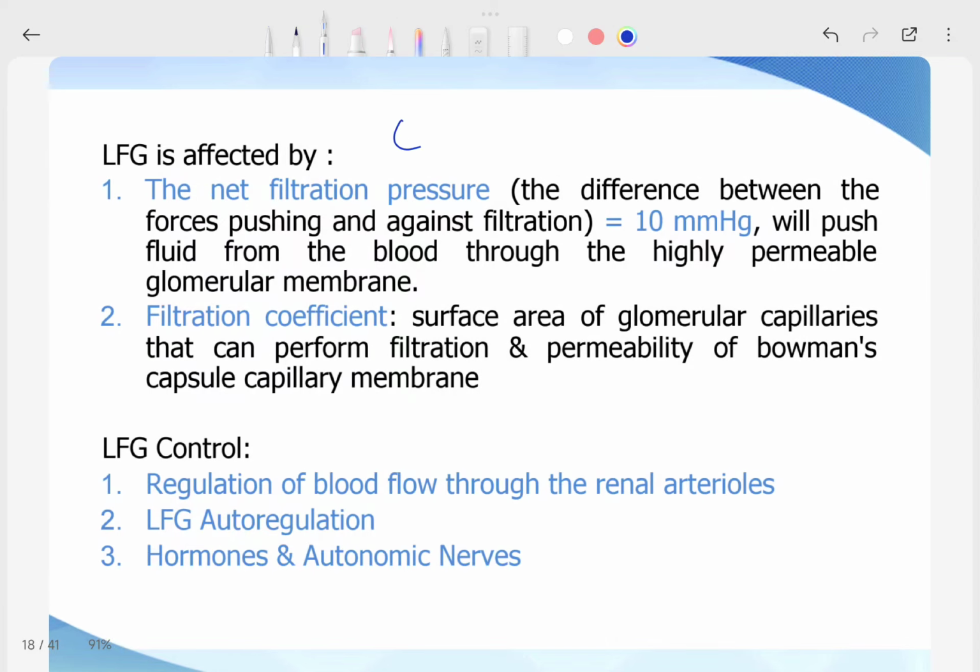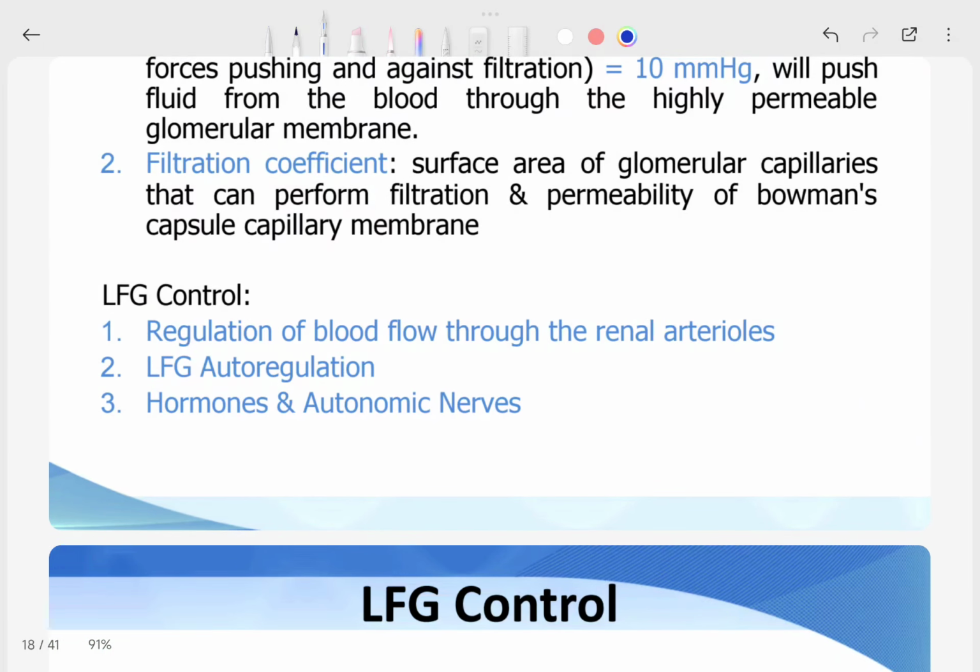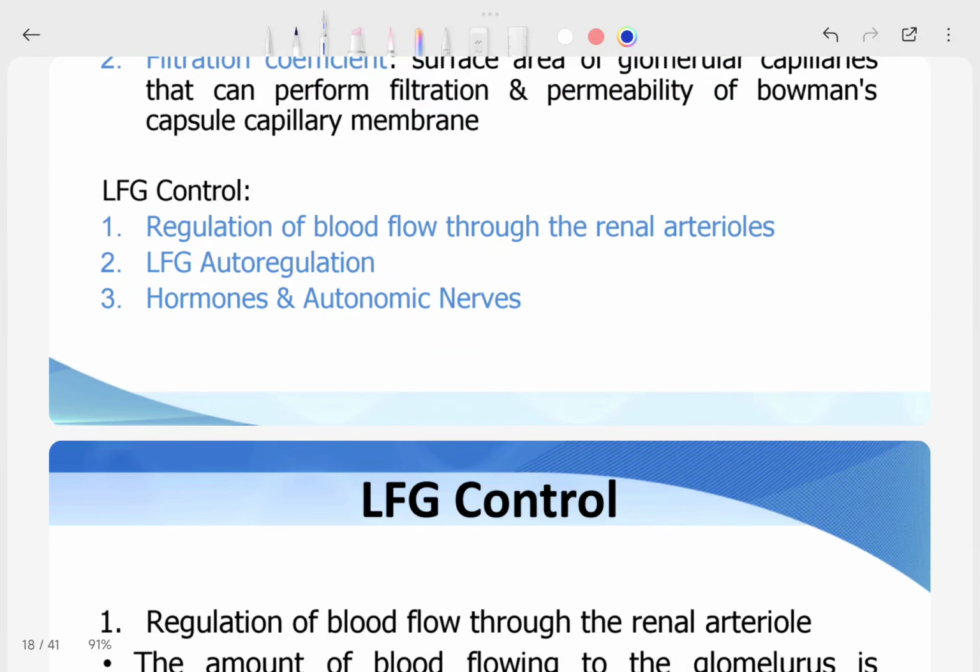GFR. Okay, I will say GFR. GFR is affected, if we look at the formula, by these two things: the net filtration pressure and also the filtration coefficient. The filtration coefficient is the filtration surface, and this one, I think we can just skip.